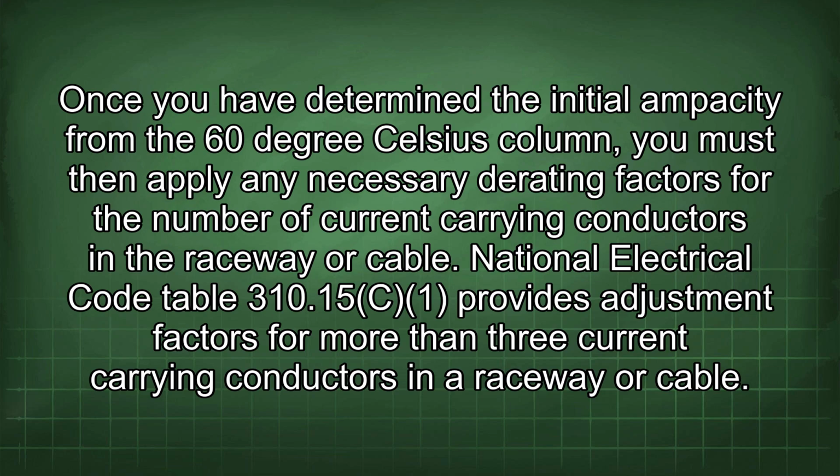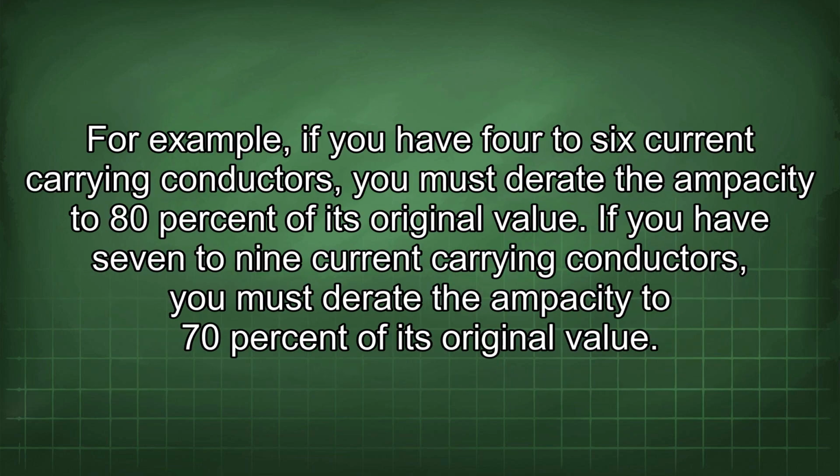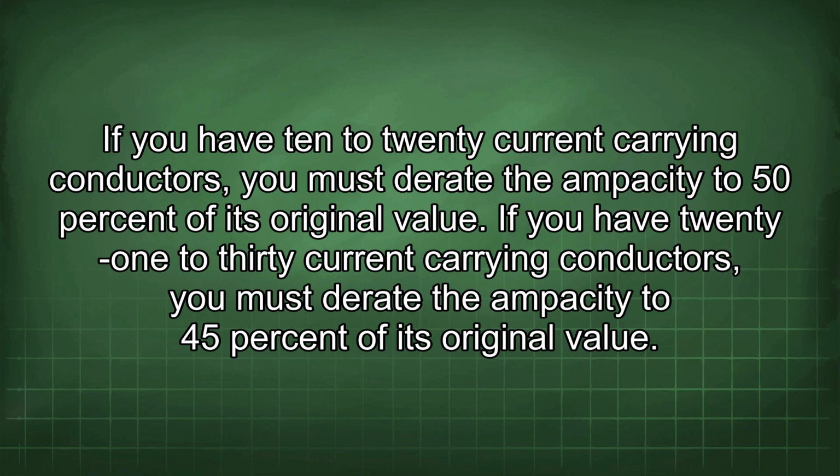National Electrical Code Table 310.15 provides adjustment factors for more than 3 current-carrying conductors in a raceway or cable. For example, if you have 4 to 6 current-carrying conductors, you must derate the ampacity to 80% of its original value. If you have 7 to 9 current-carrying conductors, you must derate the ampacity to 70% of its original value. If you have 10 to 20 current-carrying conductors, you must derate the ampacity to 50% of its original value.